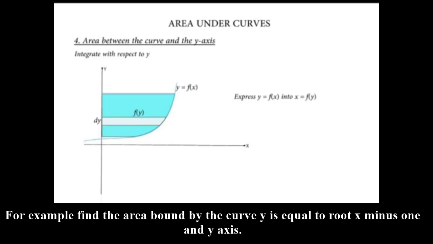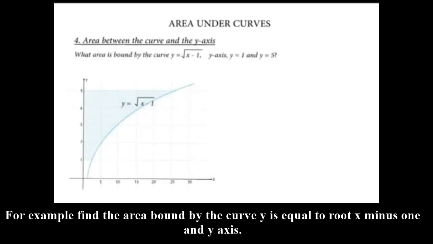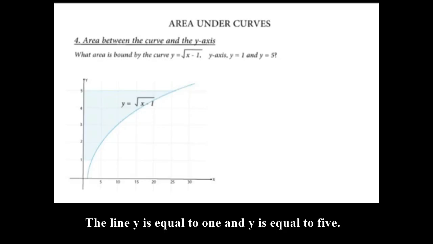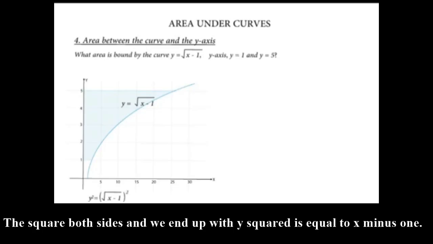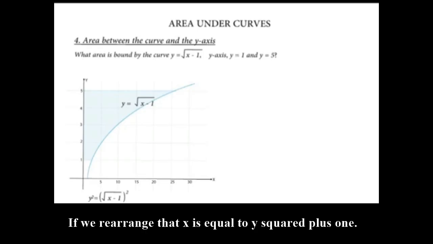For example, find the area bound by the curve y is equal to root x minus 1 and the y-axis, the line y is equal to 1 and y is equal to 5. In this case, we express x in terms of y. We have y is equal to root x minus 1. Square both sides and we end up with y squared is equal to x minus 1. If we rearrange that, x is equal to y squared plus 1.